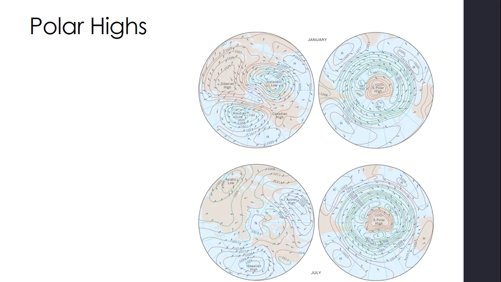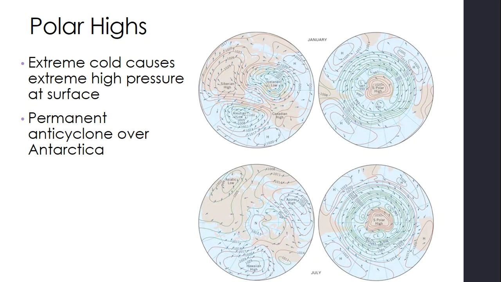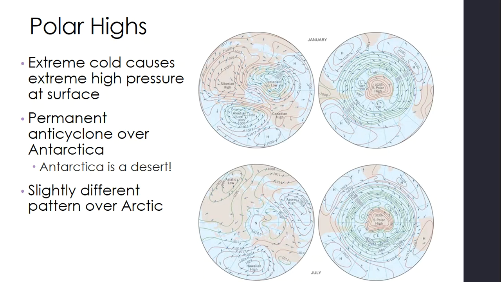So again, we're getting these alternating highs and lows. We have that low pressure near the equator. We had subtropical highs. We also have polar highs. Extreme cold causes extreme high pressure at the surface of the poles. And so you have a permanent anticyclone over Antarctica. And remember, Antarctica is a desert. It's not actually getting precipitation there. It's just frozen. So again, the poles we want to remember are always areas of high pressure. Near the equator is always an area of low pressure.